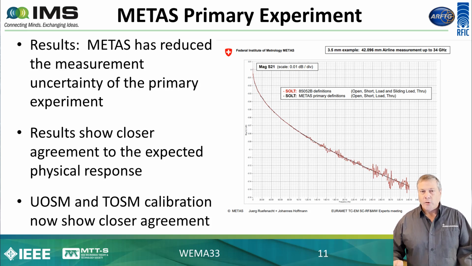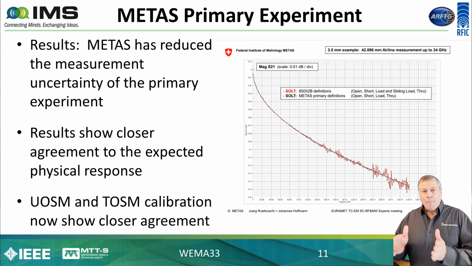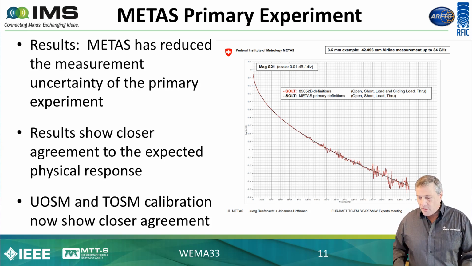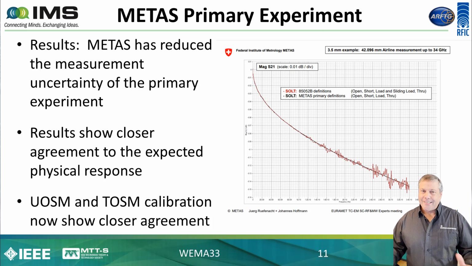The red line shows the state-of-the-art calibration using the 85052B calibration kit with a sliding load, so performing the most accurate calibration they could, and then measuring the S21 of the airline. You see this variation of approximately 0.01 dB in the S21 trace. So 0.01 dB, a very small number, something you might almost want to say, well, that's not even that important.